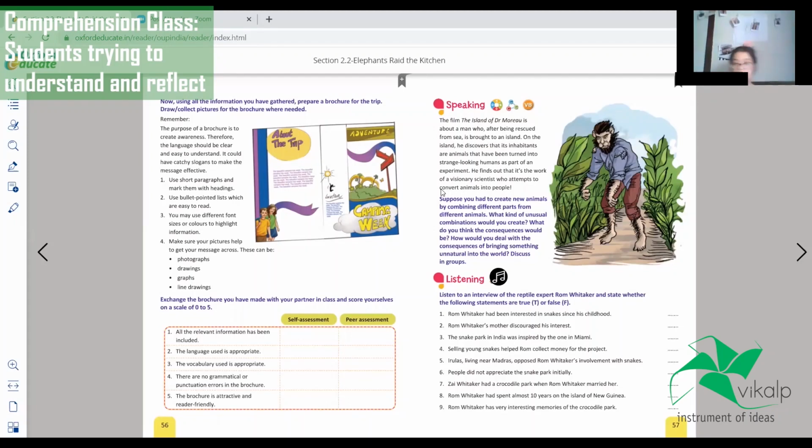Yes, that's true. What about Ron Whittaker's mother discouraged his interest? Did she discourage his interest? False. That's false. Yes, she did not discourage his interest. She made the terrarium for the snake. The mother made the terrarium.